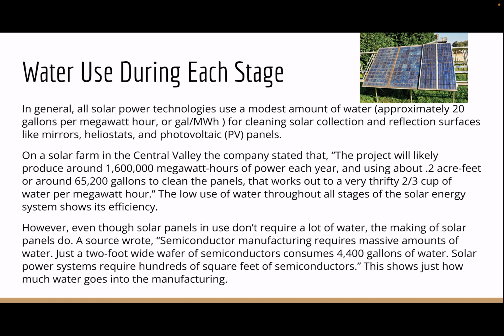produce 106,000 megawatt hours of power each year, using about 0.2 acre feet, or around 65,200 gallons, to clean the panels. That works out to a very thrifty 2/3 cup of water per megawatt hour. So this just shows how little water is actually used in the stages of the solar panels when they're actually producing energy through the sunlight.